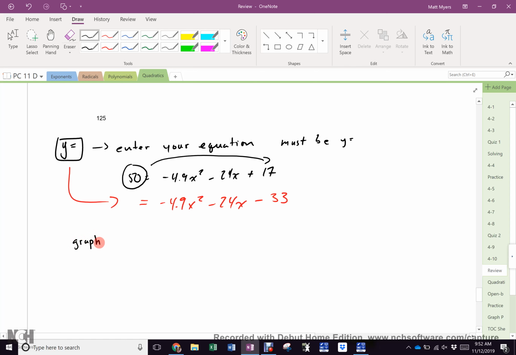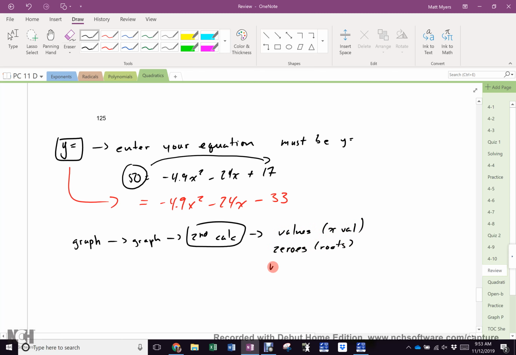Maybe. Because the graph button will give you one of two things. One, it will give you a graph. If it gives you a graph, you can go ahead and use the second calc button. And what does second calc find you? Everything else. Values, which are x values. Zeros, which are roots. Vertex, which is either a min or a max. And you can use it to find intersections.